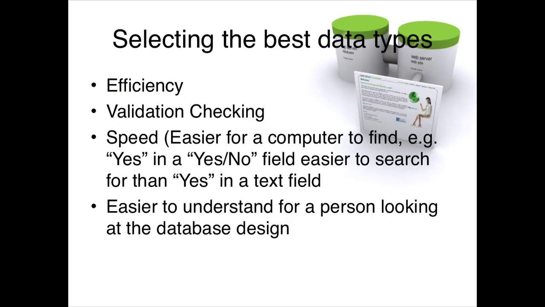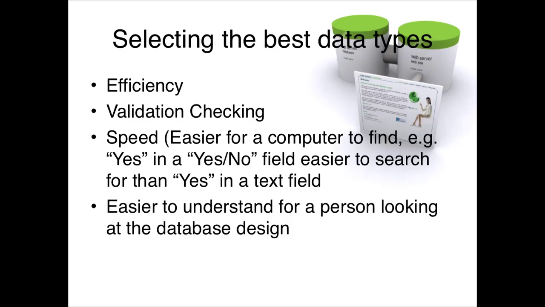Data types help with validation checking. There are 2 things we need to think about when making databases: validation and verification. Validation is making sure that we've got the correct type of data in a field, whereas verification is making sure that the data is correct.